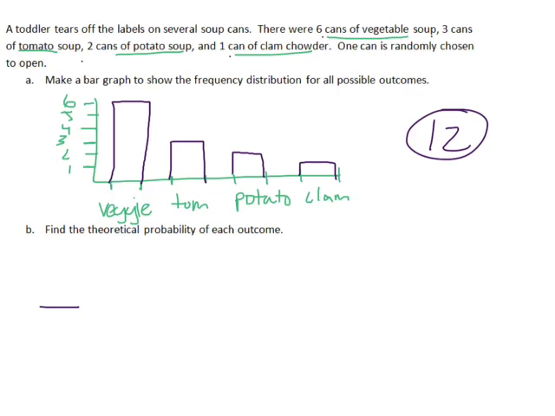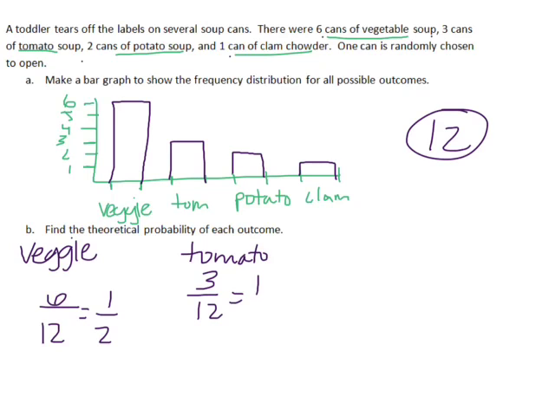So for veggie, I'm going to have 6 out of 12, which is 1 out of 2. For tomato, I have 3 out of 12, which is 1 out of 4. For potato, I have 2 out of 12, which is 1 out of 6. And for clam chowder, I have 1 out of 12.